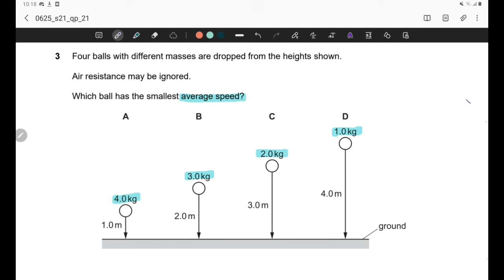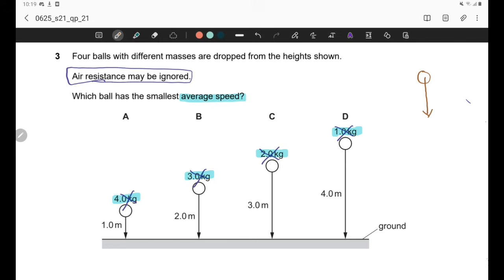So here one important thing we need to know is that the mass of an object is not going to affect the speed when it is falling towards the ground, especially if there is no air resistance. So we don't have to look at the mass. Mass is not going to have any effect on average speed of an object. The reason for this is, if you have an object, it can be a ball or any object, which is falling freely under gravity. Here all balls are moving in the same way. There is no air resistance.